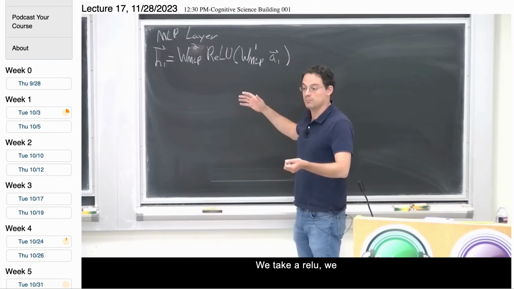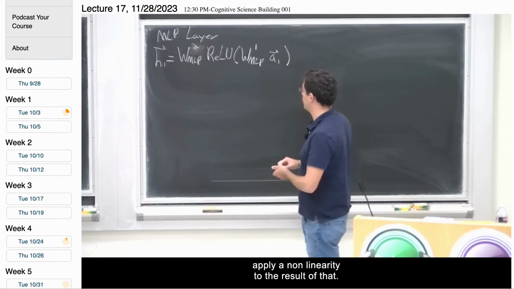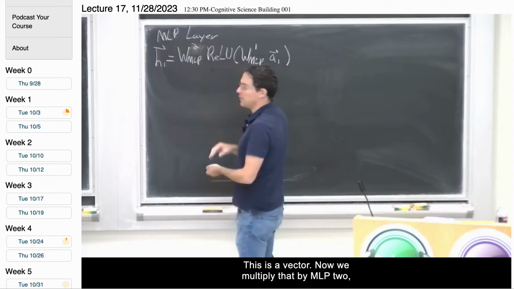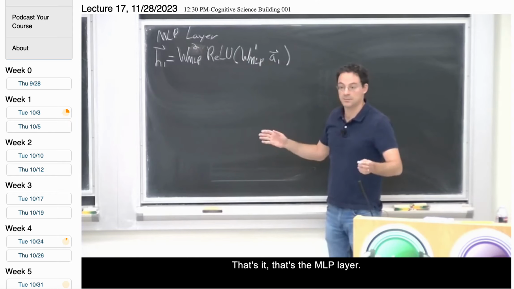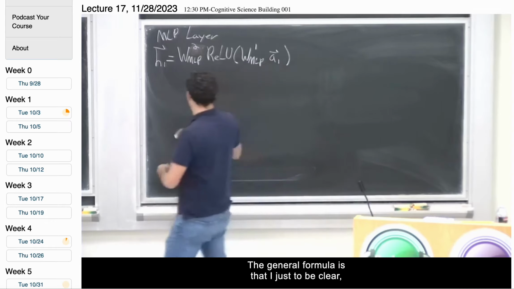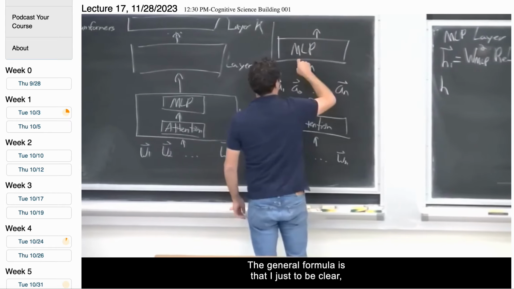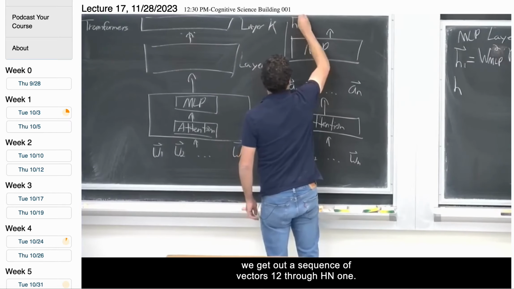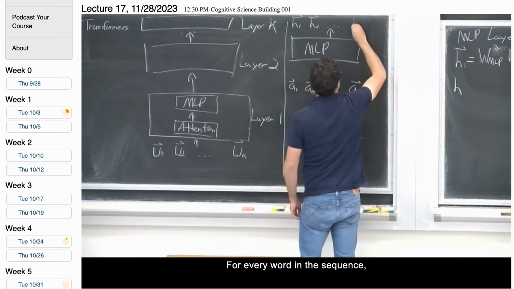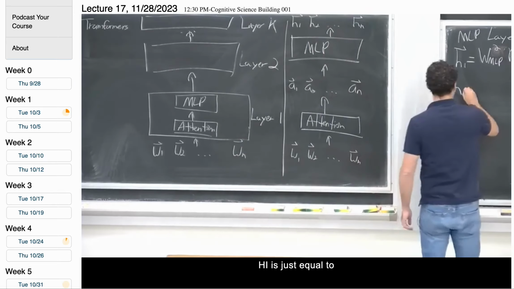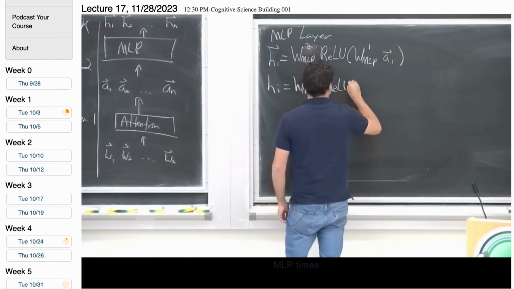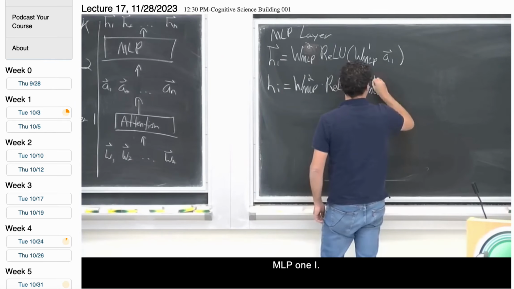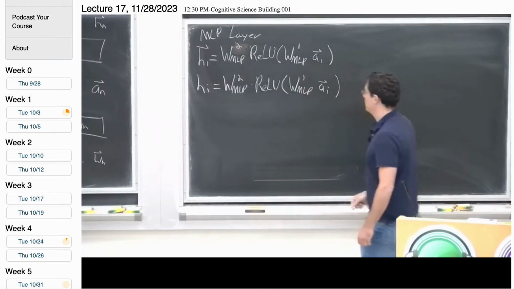This is a vector now. We multiply that by WMLP2, the second MLP weight matrix. That's it. That's the MLP layer. The general formula is that, just to be clear, after we apply the MLP layer, we get out a sequence of vectors, h1, h2 through hn, one for every word in the sequence. Hi is just equal to WMLP2 times ReLU of WMLP1 Ai. That's the general formula here.